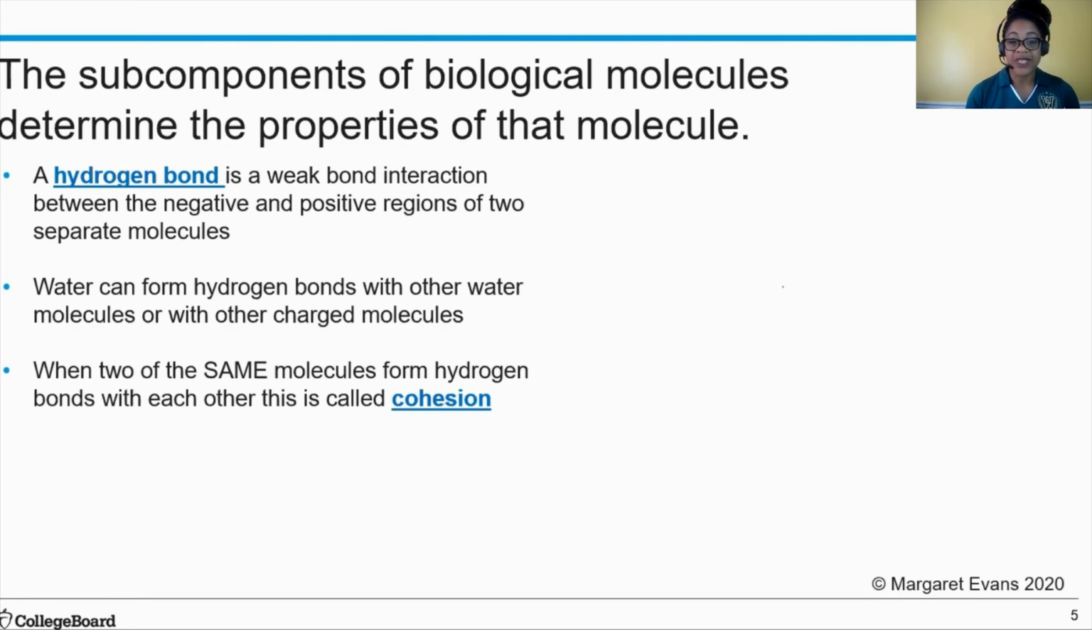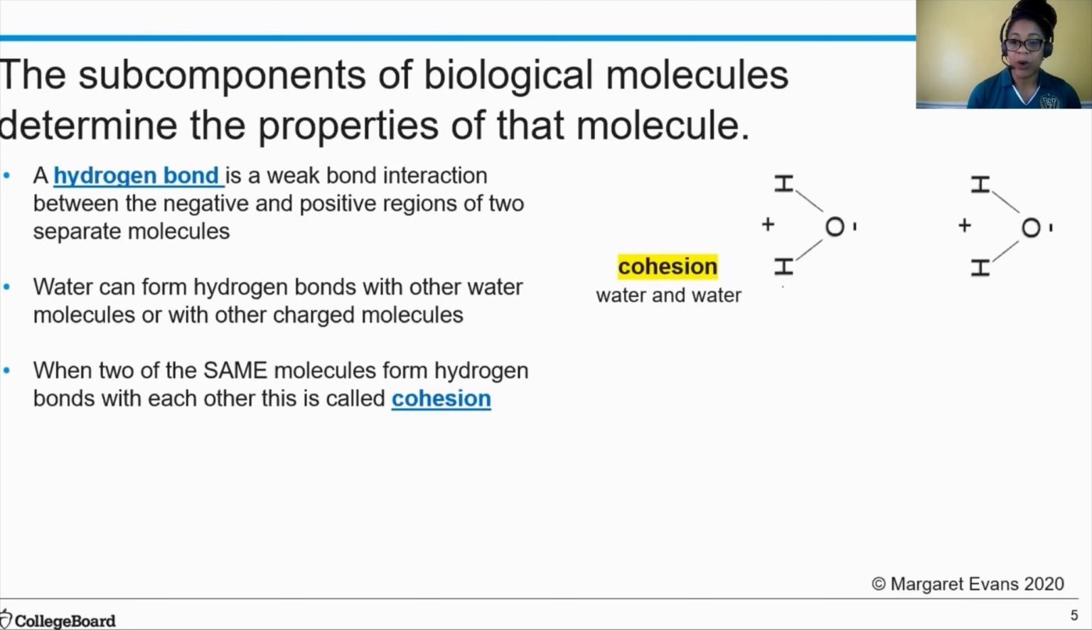When you have two of the same molecules forming hydrogen bonds between them, we call this cohesion. And an example here would be a water molecule bonding with another water molecule. And as you can see, I have these molecules positioned so that the negative side of one water molecule is positioned near the positive side of the other, and thus they can form a hydrogen bond in between.